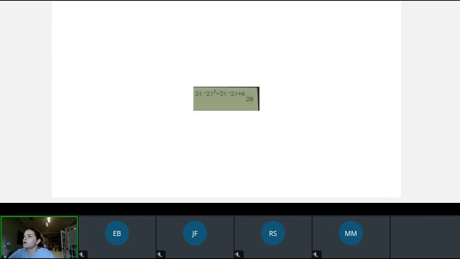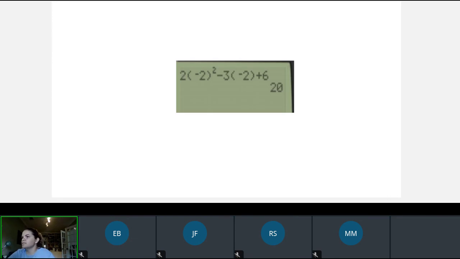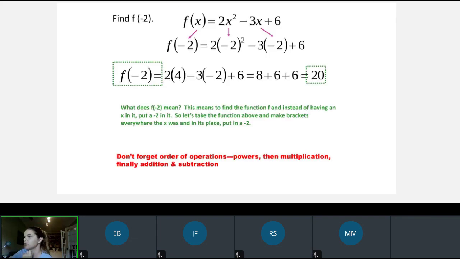Okay. So when you plug this in to your calculator, you have 2, and then in parentheses, you're going to use the negative button, not the minus button. Negative 2 squared minus 3 times negative 2 plus 6. And that is how you will get 20. Any questions about how I got there? If you're having trouble putting it in your calculator, that's okay. Just let me know.